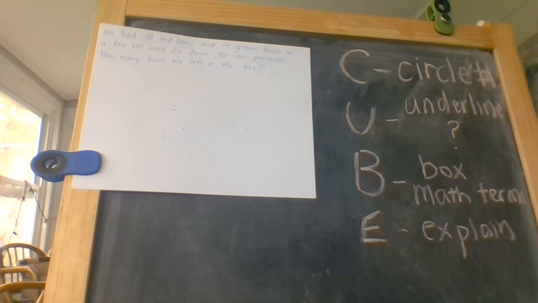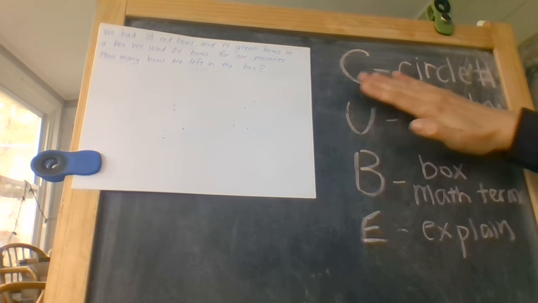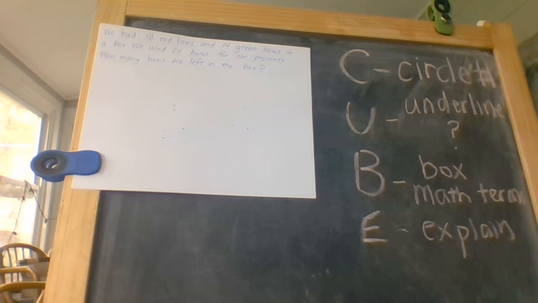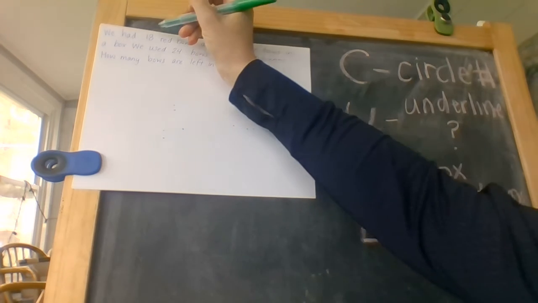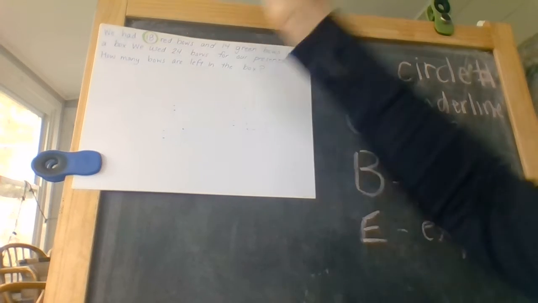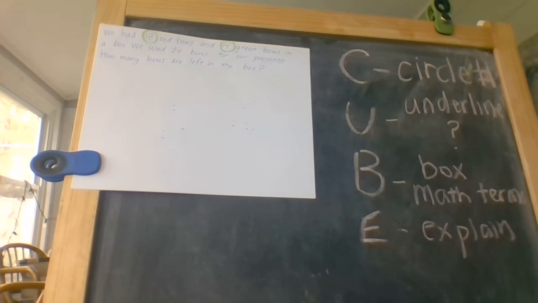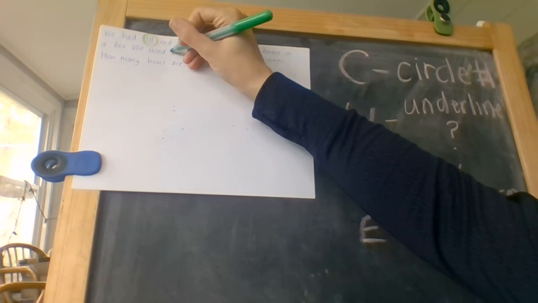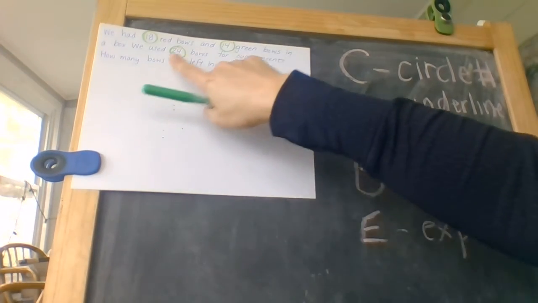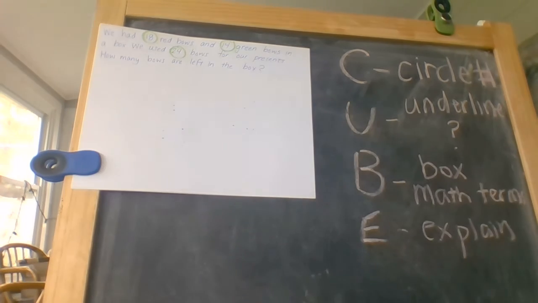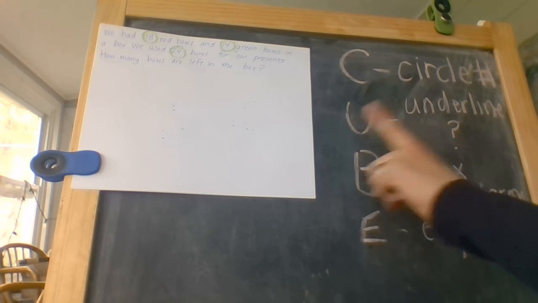So I'm going to start by using my cube method. Let's take a look at the steps again. First, we circle the numbers. So let's take a look. I have 18 red bows. I have 14 green bows. And we used 24 bows. All of my numbers seem to be accounted for. I'm going to go to the next step.